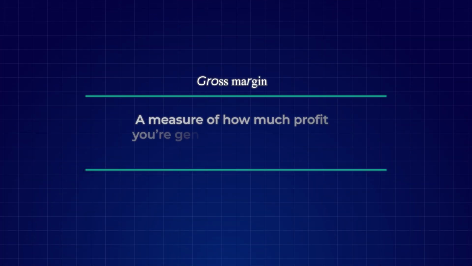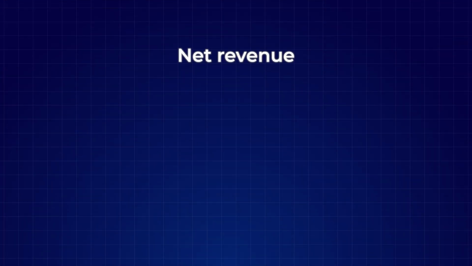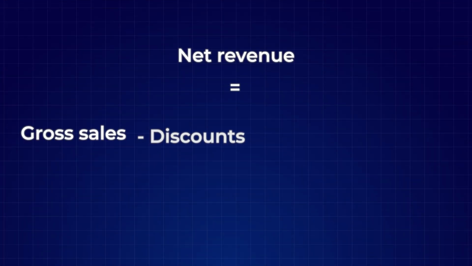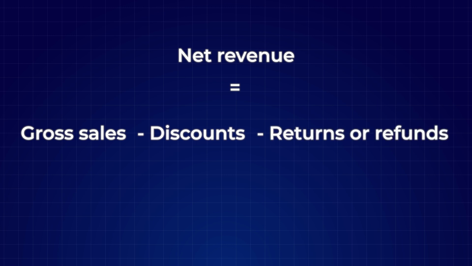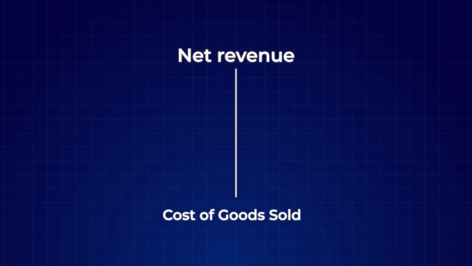Your gross margin is basically a measure of how much profit you're actually generating from the sale of your product. Or in other words, it measures how profitable your product actually is. Calculating it is fairly straightforward. You start off with your net revenue. Your net revenue is your gross sales, less any discounts, less any returns or refunds, and adding in anything you charge for shipping. From that net revenue number, you deduct your cost of goods sold, or your COGS.